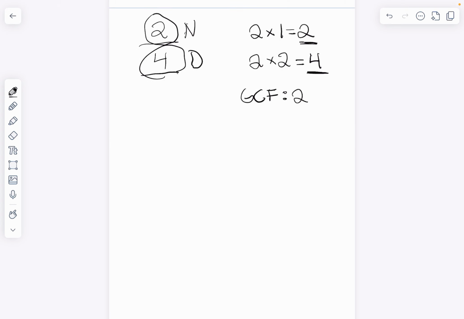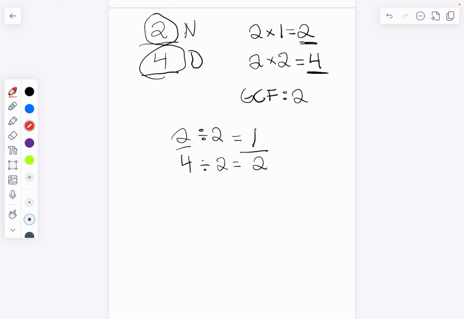So now what I want to do is just divide your numerator, so 2, and your denominator by the greatest common factor. So 2 divided by 2 equals 1, and 4 divided by 2 equals 2. And there we have it. Our answer is 1/2. So basically 2/4 simplified is 1/2.